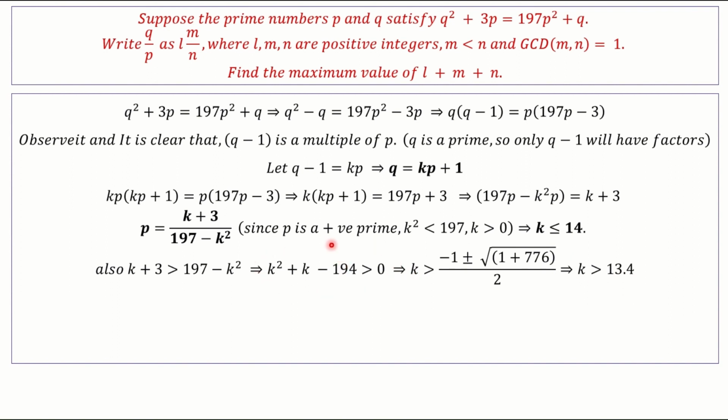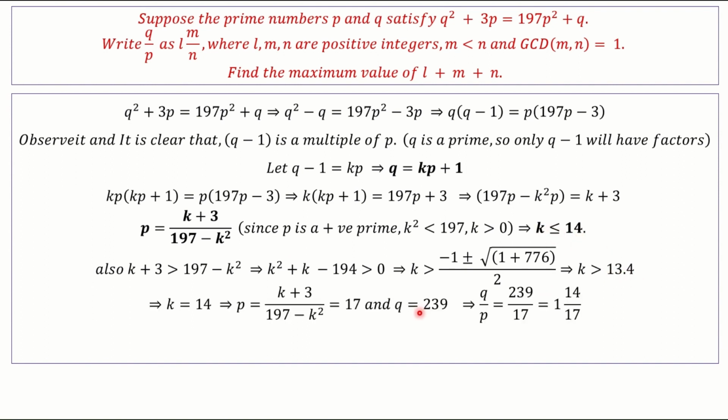Okay. This is a quadratic equation. You solve it, you will get k should be greater than 13.4. And here k should be less than or equal to 14. So from this we can clearly see k is equal to 14. Correct. K equal to 14. So for k equal to 14, p is equal to k plus 3 by 197 minus k square, which is equal to 17. Okay.